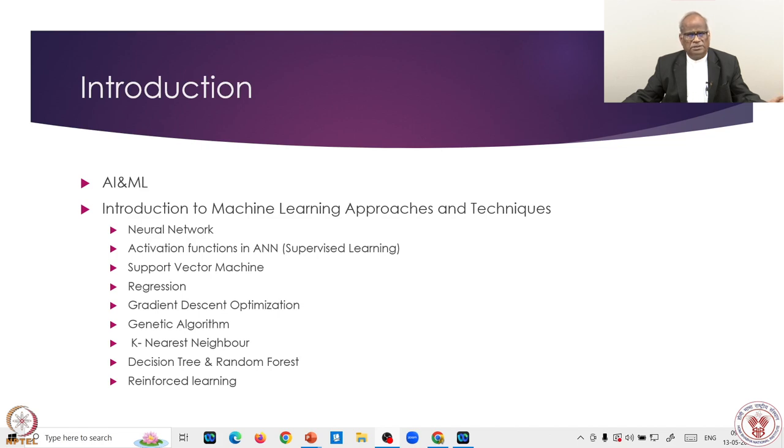Deep learning is all data analysis, where ANN is used. Then support vector machine. We have regression. Regression is a core component, whether it is ANN or any feature extraction, gradient descent optimization. Sometimes regression is for optimization, sometimes to arrive at the solution and to fine tune the parameters. Genetic algorithm is also there, a very interesting component for optimization.